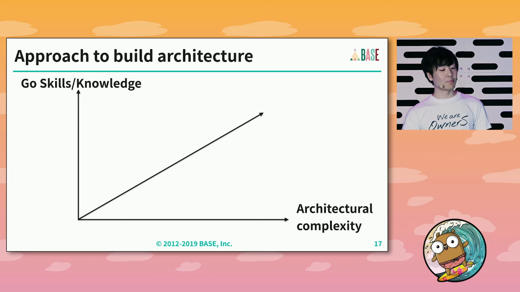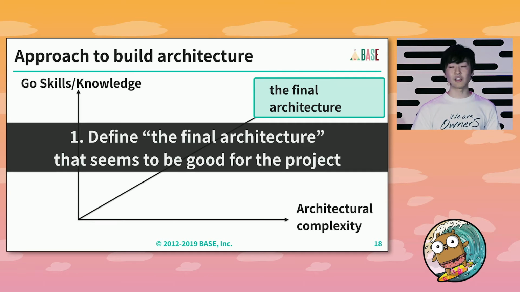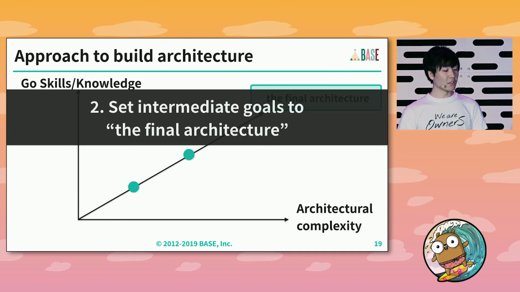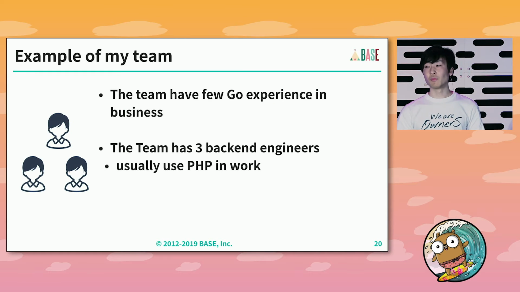To explain my approach to build architecture, I use this chart. The vertical line means the goal skill and knowledge of members, and the horizontal line means the architectural complexity. First, I define the final architecture that seems to be good for the project. Second, I set the intermediate goals to the final architecture.